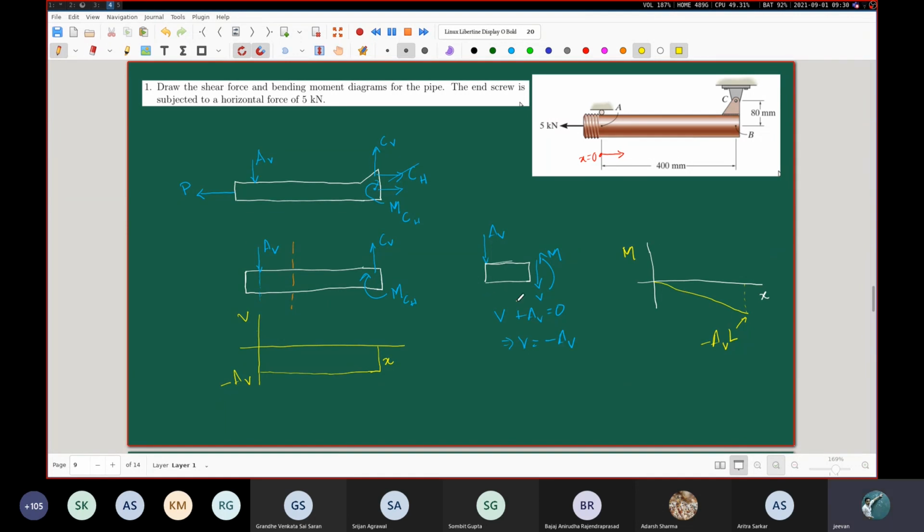No, you can take a sign convention like this. When you are writing this equation, what you can do is formally write sigma Fy equal to 0, and you take the upward to be positive. Now, your V is downward, your AV is downward. Then minus V minus AV equal to 0. But at the end, you will still end up with V equal to minus of AV.